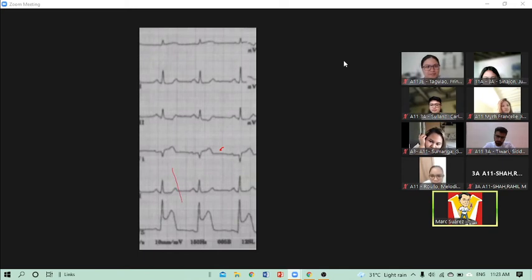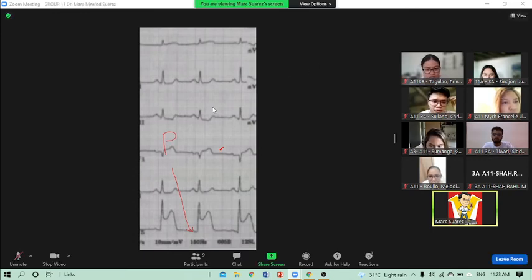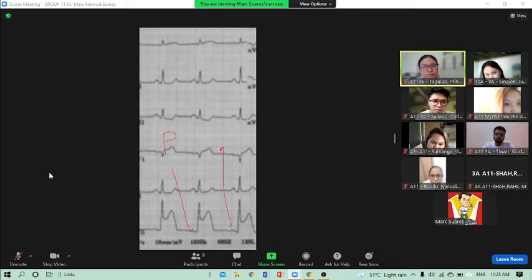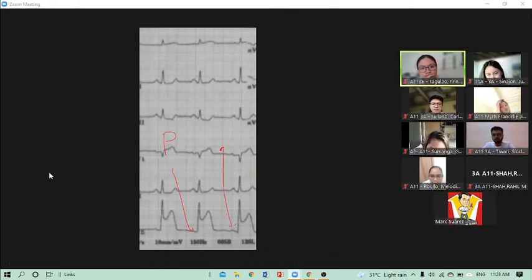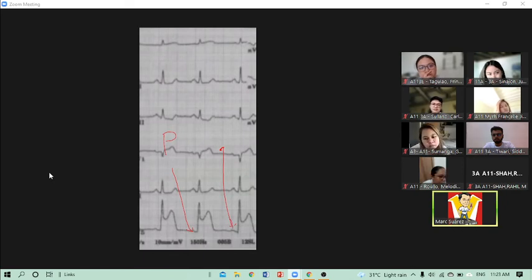This one I'm trying to point out is the very tiny one. Can everybody see? The P wave, the very small one. This one. This one also is a P wave, right?